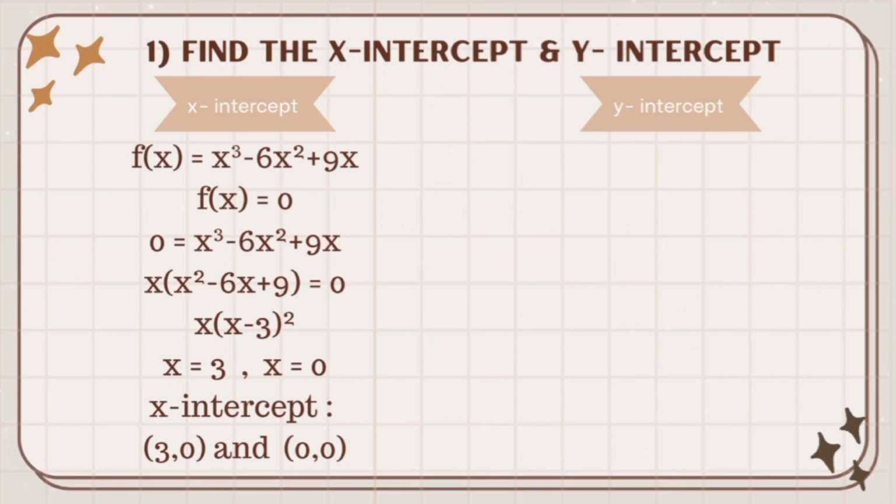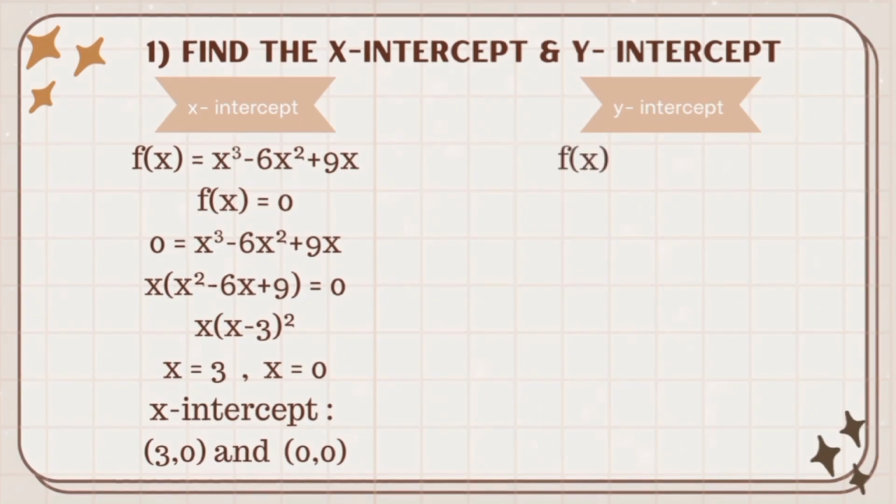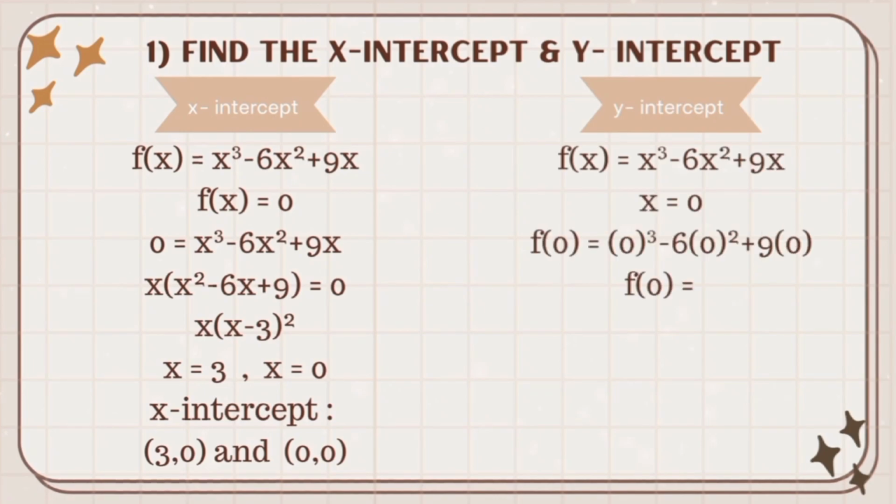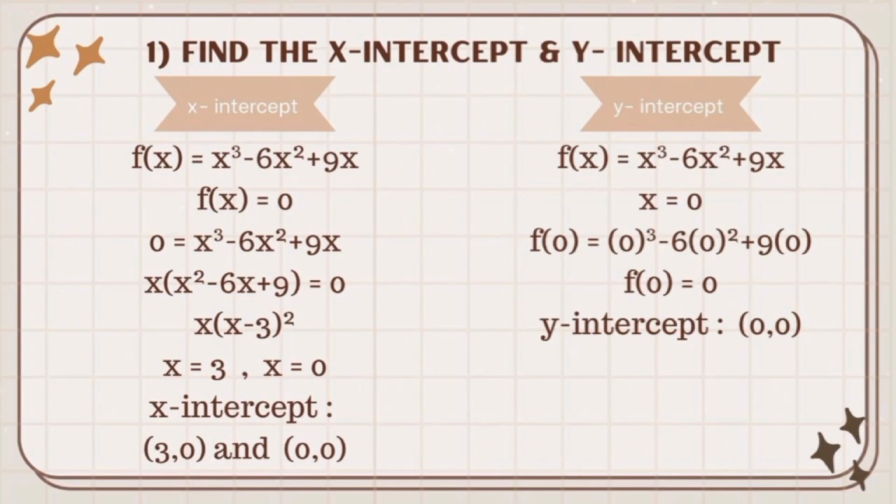Second step, we will find the y-intercept. To find the y-intercept, we let x equal to 0. Take the equation and substitute the value of x, which is 0, and we will get the answer, which is y equal to 0. Then we write the value in the form of coordinates, which is (0, 0).